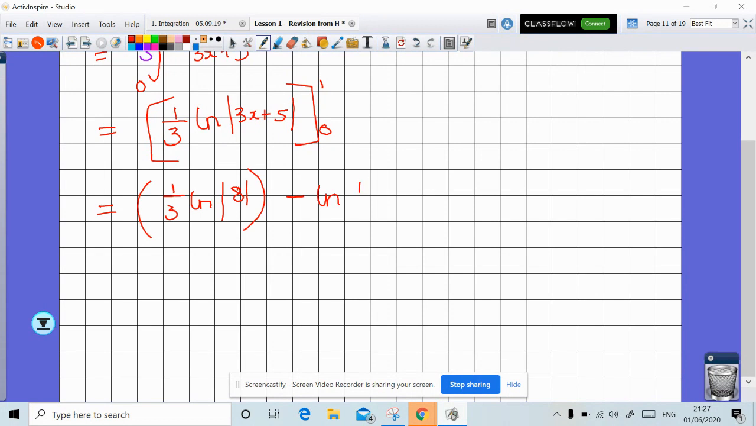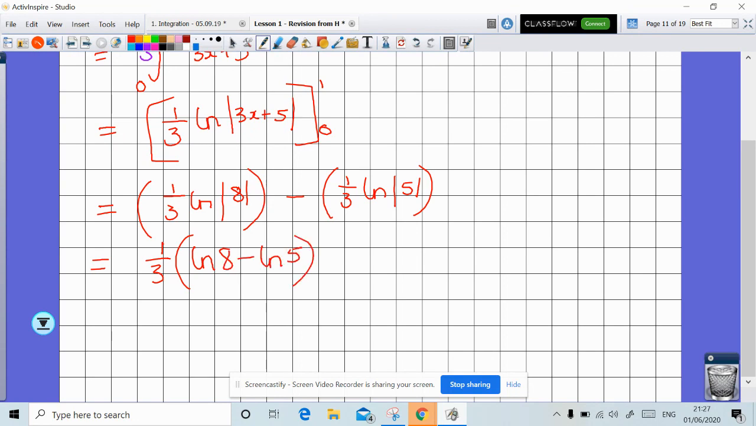Take away a third ln of, so 3 times 0 is 0, add 5, it's just 5. Okay, now, if this is paper 2, go ahead, type this into your calculator and leave it to at least 3 significant figures. If it's not paper 2, we need to simplify this. So you've actually got a highest common factor here of a third. So what we'll do is take a third out, and what you're left with is just ln 8, take away ln 5.